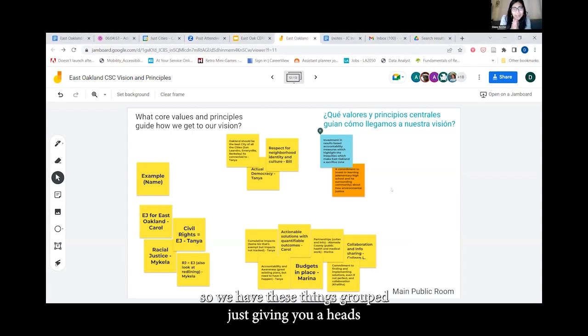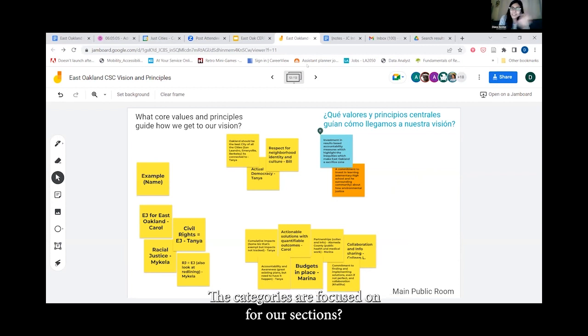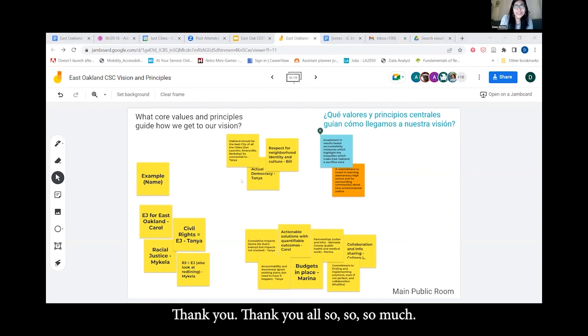All right. So we have these things grouped, just giving you a heads up. Kalila, would you be willing to speak with me when we get to the larger breakout group to speak to what the categories are focused on for our sections? Yeah, sure. All right. Thank you all so much. And we're also going to keep track of other things that have been spoken in the chat.